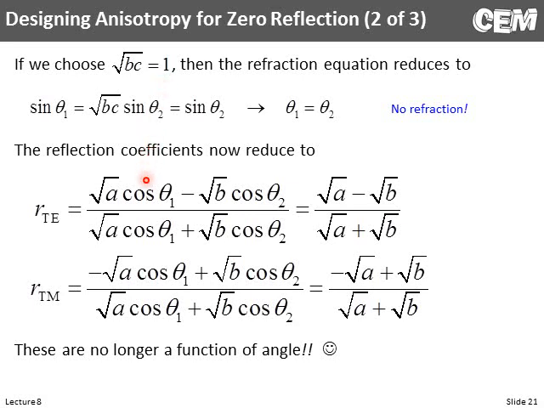And so also when we do this, our anisotropic reflection equations reduce to what we have on the right. So there's no refraction, so the angle terms go away. So they're a little bit simpler, and we can start whittling away at these to have 0 reflection for all angles, all polarizations, and all frequencies. But the important thing is here, nothing's a function of angle anymore because there's no refraction.